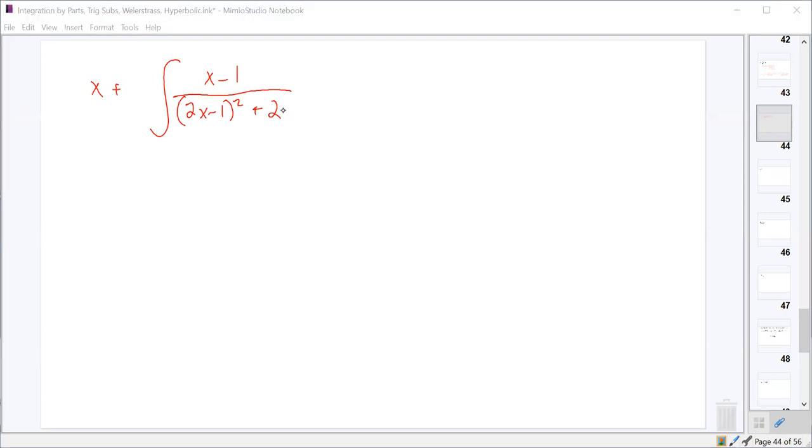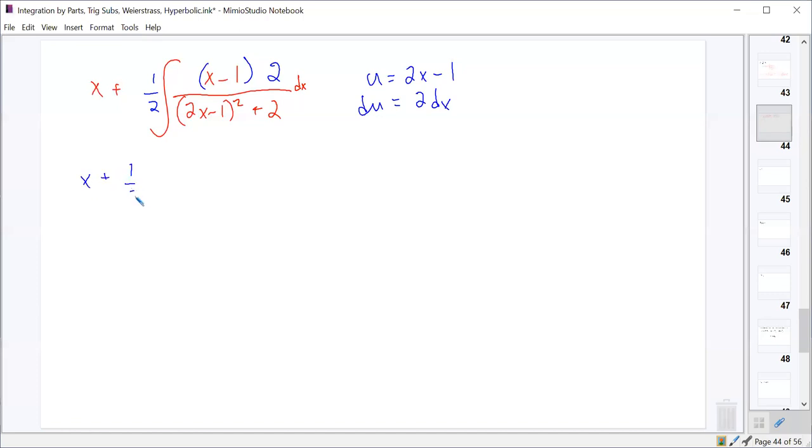If we do a u sub here with u equal to 2x minus 1, then what's du? Du ought to be 2 dx. So if I were to put in a 2 up here and a 1/2 out here, wouldn't I then be able to substitute out the 2x minus 1 and just make that a u squared down there, which I think will make life a little bit easier. So we got x plus 1/2 the integral of, and then we'll deal with the x minus 1 in the numerator in a second, u squared plus 2 du.